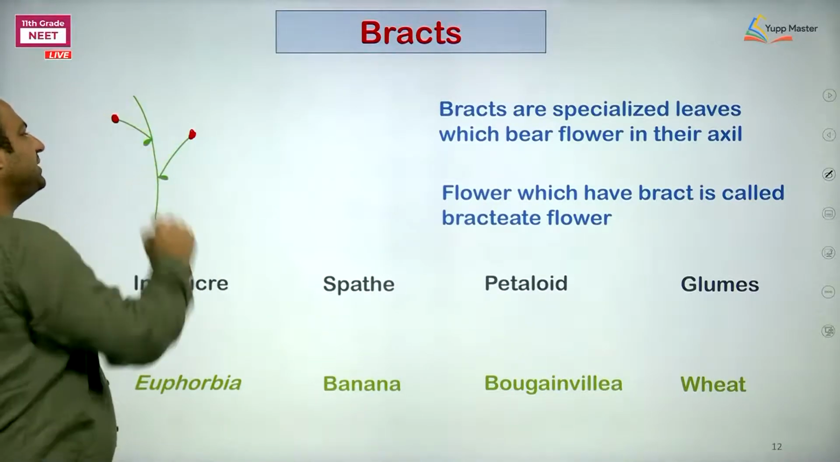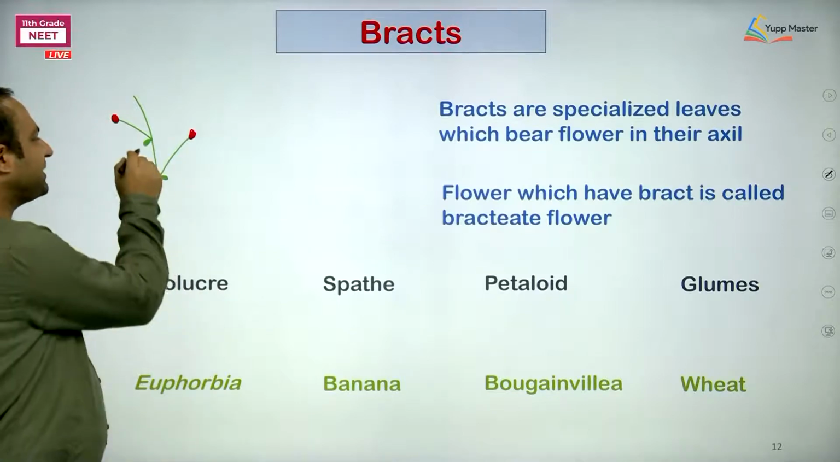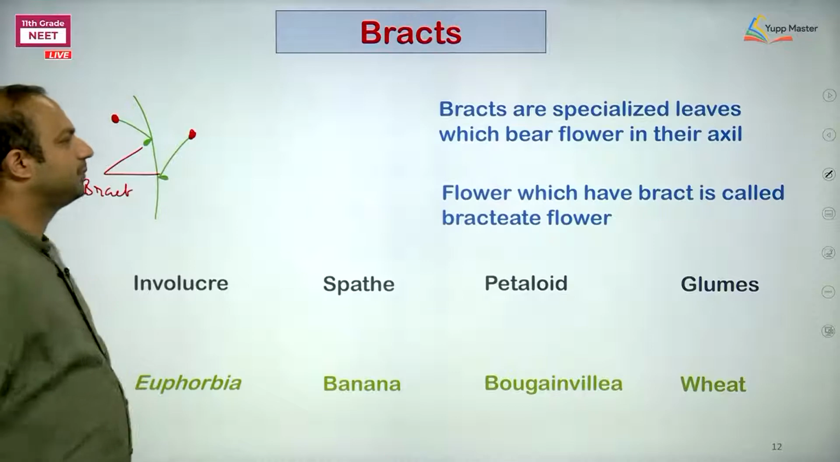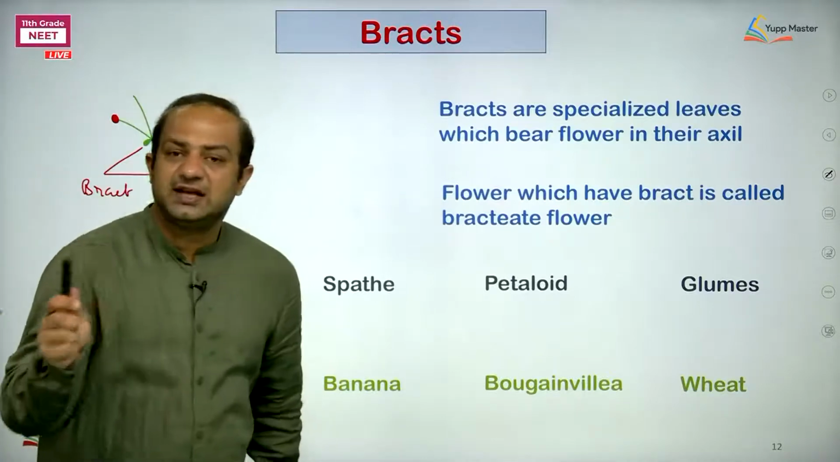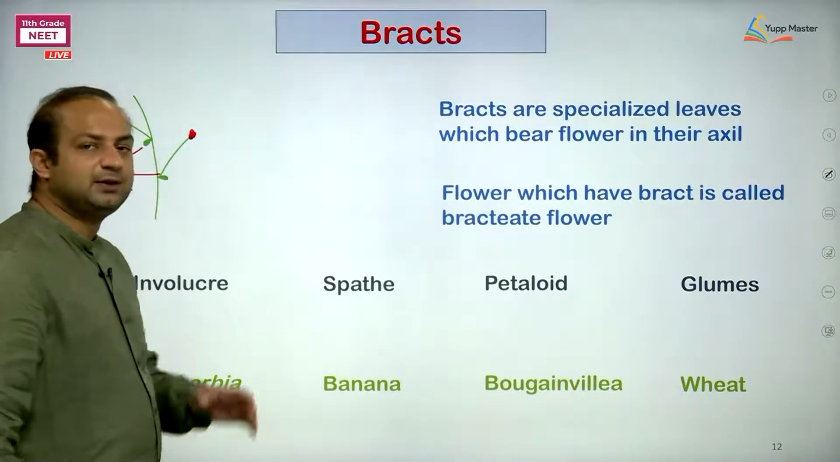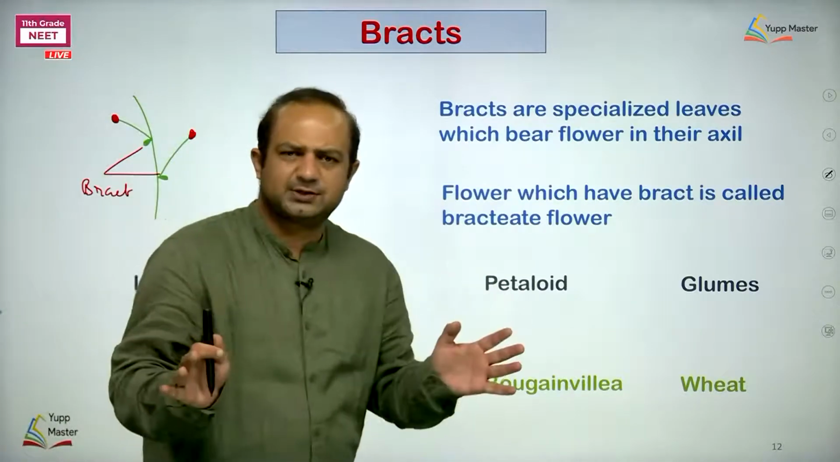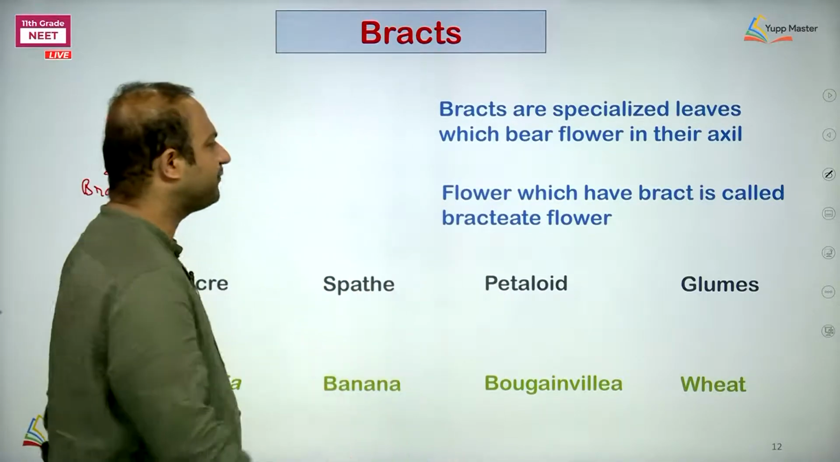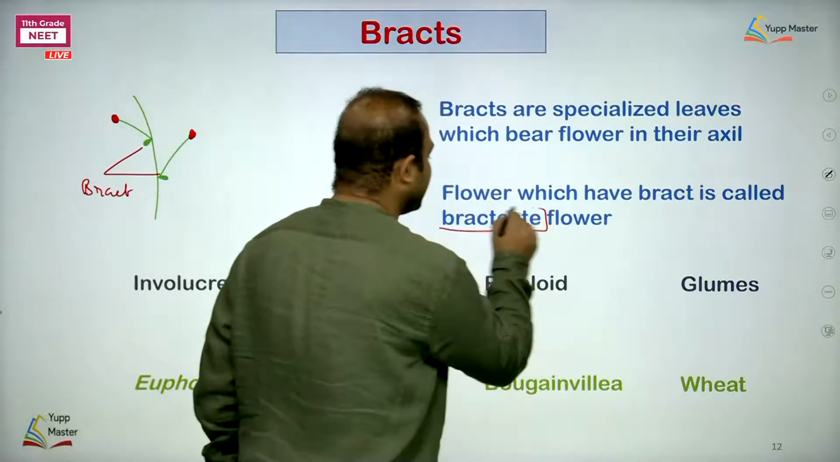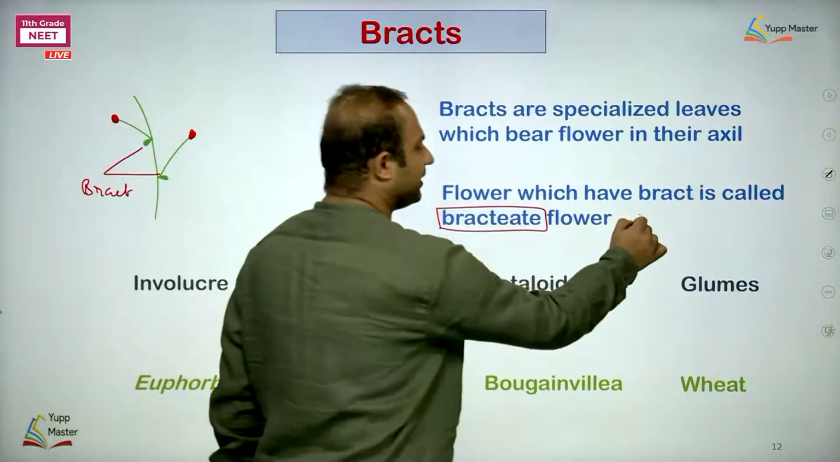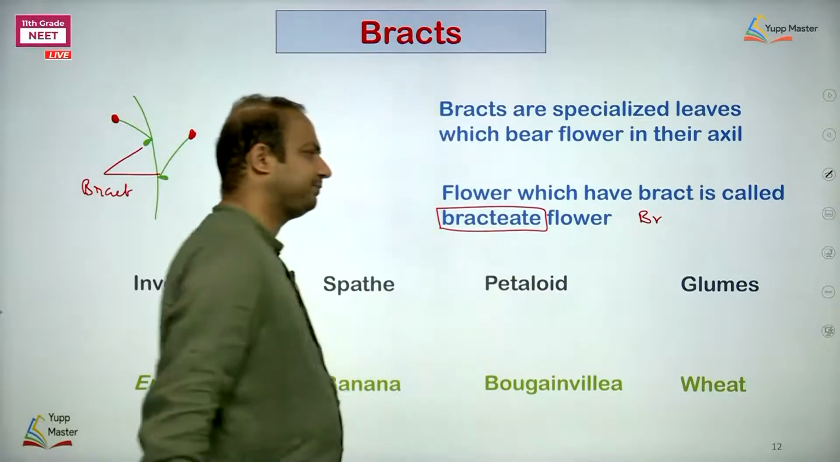Okay, remember these words, right? So I am saying that these structures are what? Bract. So bracts are specialized leaves which bear flower in their axil. They may be small, they may be absent, depends. If they are present, the flower will be called bracteate. There is a symbol for this. Such flower will be written as BR.